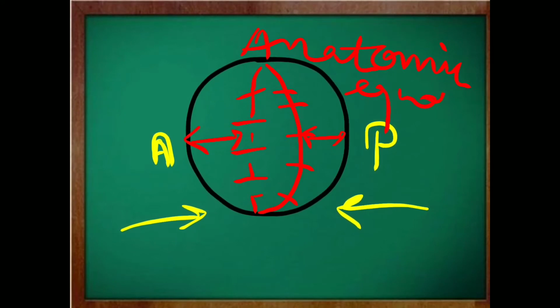However, in the case of our human eye, the anatomical equator, although all the points present on it are equidistant from the anterior and posterior poles, does not divide the globe into equal halves. Okay, so that's one important point that we should remember, that the anatomical equator does not divide the globe into two equal halves. It is dividing it into two unequal halves.